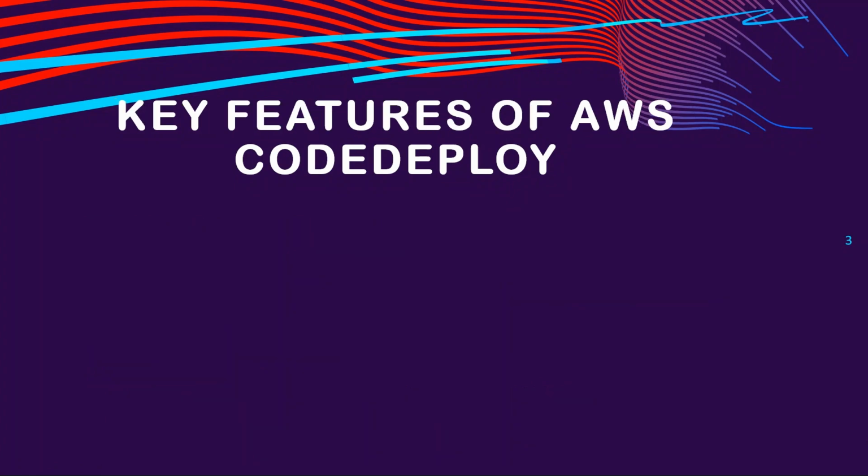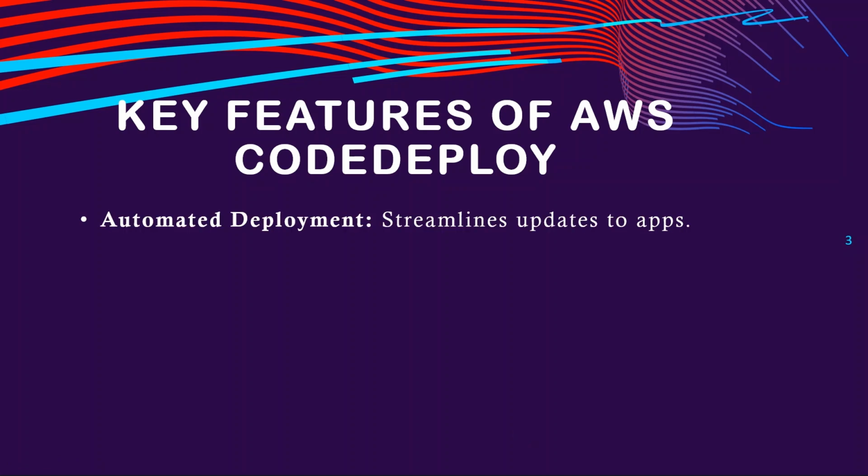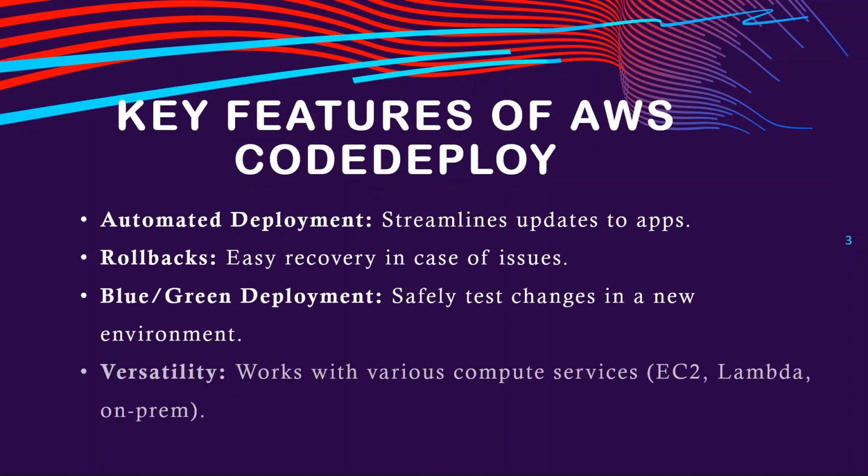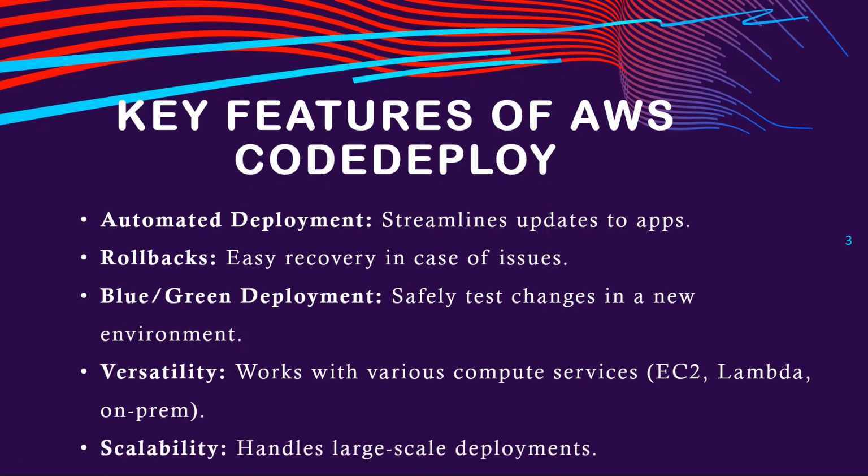Let's take a quick look at its main features. First, automated deployment. It takes care of updates for you. If something goes wrong, rollbacks are super easy, so no need to panic. Blue-green deployments are also a game changer. You can test updates in a fresh environment before switching over. The tool is quite versatile. It works with multiple services like EC2 and Lambda, and it scales beautifully even for large deployments.